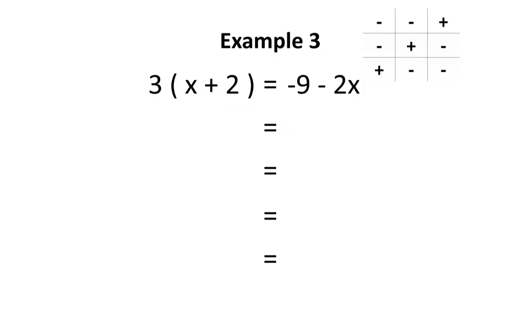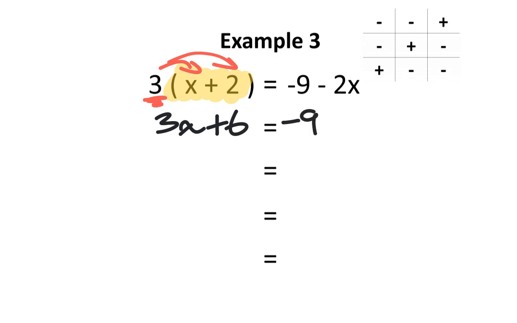In our third example, we have an equation with brackets. Within these brackets, we have an x and we have a positive 2. In front of the brackets, you'll notice the number 3. This 3 means everything inside the brackets is going to get tripled. In other words, everything is going to get multiplied by 3. X multiplied by 3 is 3x, and positive 2 multiplied by 3 is positive 6. This is going to stay the same on the other side.